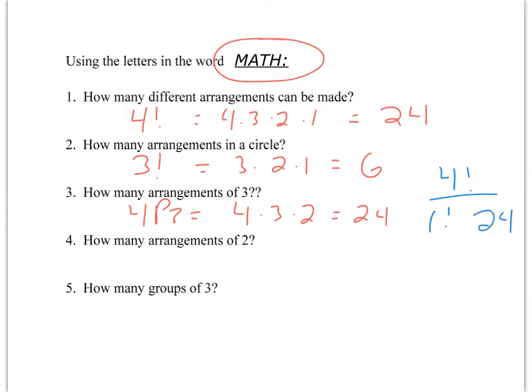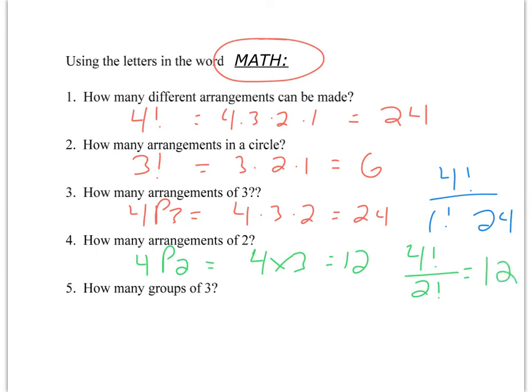Okay? If we look at how many arrangements of 2, what that is asking us to do is 4P2, which according to our shortcut now is 4 times 3, which equals 12. Of course, if you want to, you can use the formula. I'm not big on it. 4 factorial over 2 factorial, which then becomes 4 times 3 times 2 times 1 divided by 2 times 1. The 2 and the 1 cancel, and I still get 12.